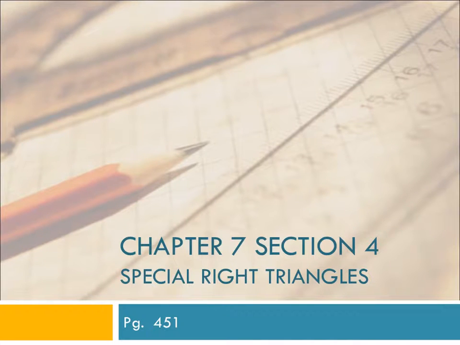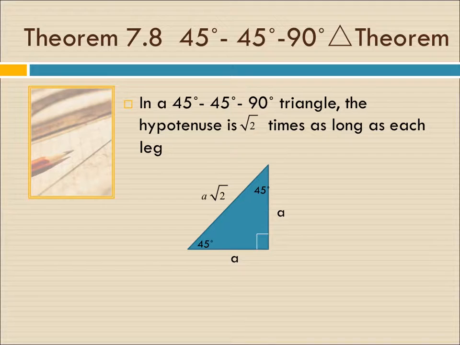Okay, so we'll try this again. Chapter 7, Section 4 is called Special Right Triangles. You're going to learn about 2 different special right triangles that have a relationship in the length of the sides, and the first one is this, 45, 45, 90.